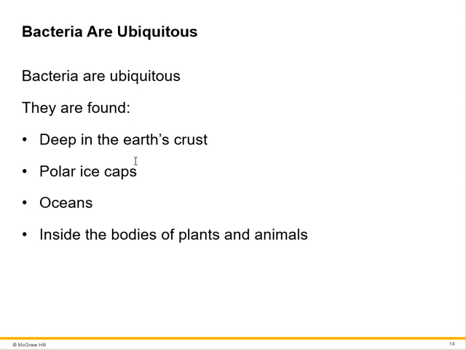Bacteria are ubiquitous. That means they are everywhere. They are found in the deep of the earth crust. They're in polar ice caps. They're in the ocean. They're inside bodies of plants and animals. They're pretty much everywhere. You can't go anywhere on earth where there's no microbes, where it's completely sterile.